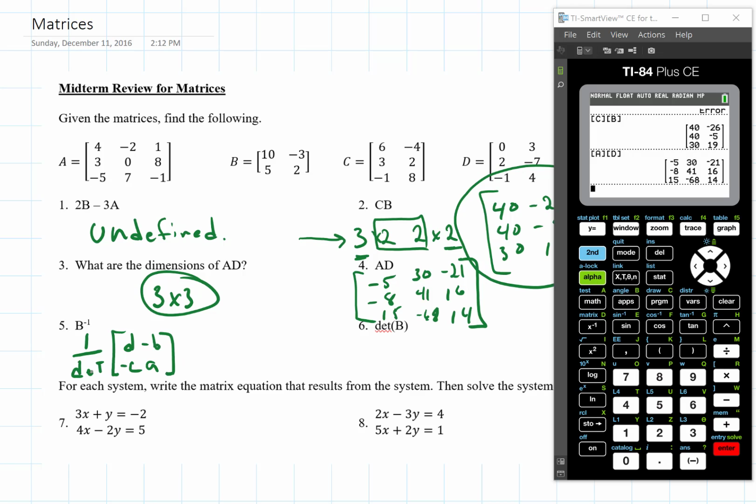So in order to do that, we first need to find the determinant, and that's question number 6. So the determinant of a 2 by 2, we're simply going to take the product of this diagonal and subtract the product of that diagonal. So in this case, 10 times 2 minus 5 times -3. So that's 20. A little more readable.